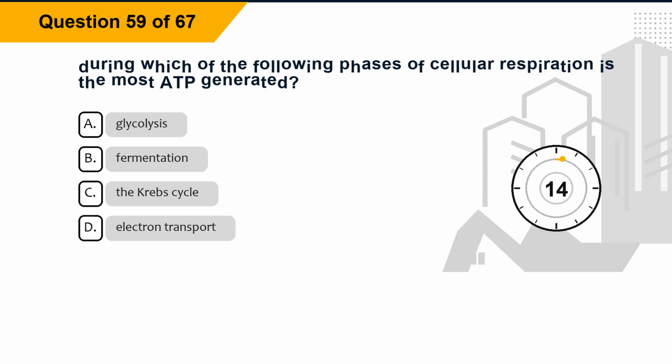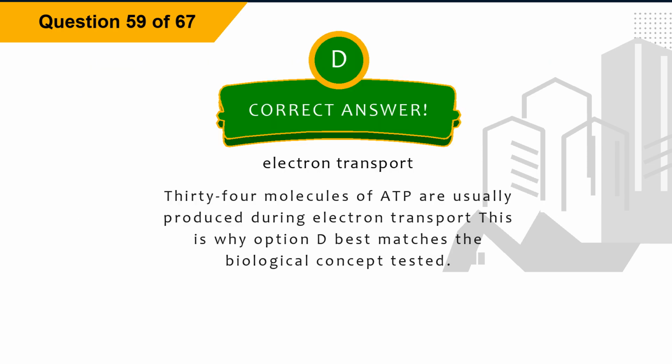Question 59. During which of the following phases of cellular respiration is the most ADP generated? Option A, glycolysis. Option B, fermentation. Option C, the Krebs cycle. Option D, electron transport. The correct answer is option D, electron transport. Explanation: 34 molecules of ATP are usually produced during electron transport. This is why option D best matches the biological concept tested.